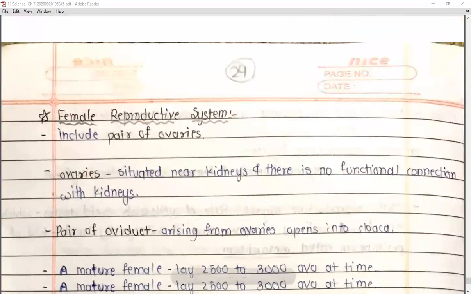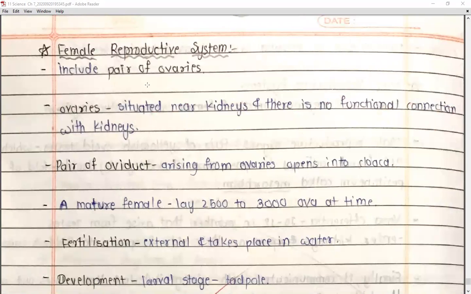Next is the female reproductive system. In females, there will be the presence of a pair of ovaries. As the male contained a pair of testes, in the same way the females contain a pair of ovaries. These ovaries are situated near the kidneys. Again in females also it will be nearby to the kidneys only, but here there will be no function of the kidney in the female, right?